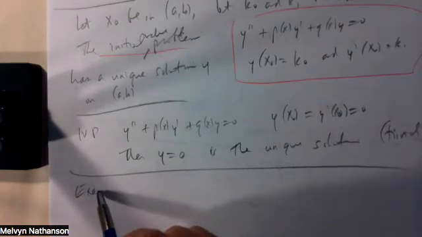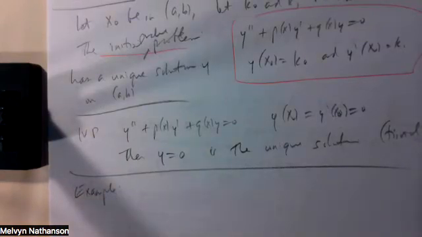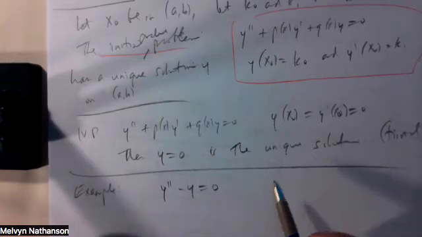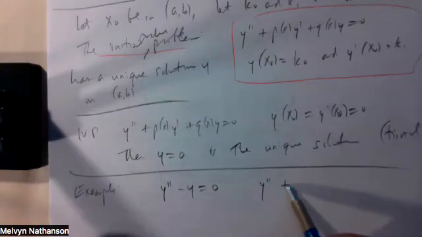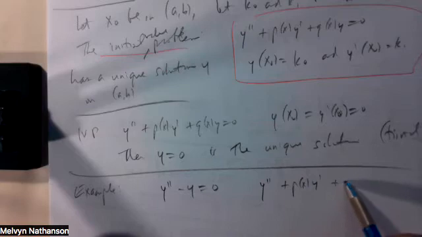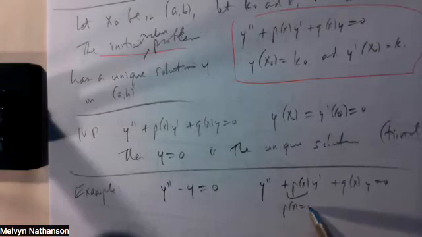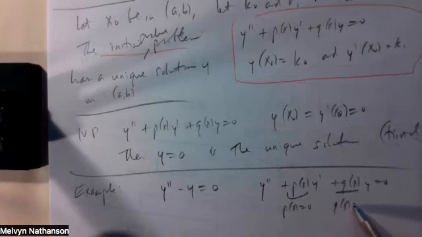So if any of you study physics, you'll know that these are fundamental equations in physics in many instances. So suppose we have this differential equation, y double prime minus y equals 0. This is of the form y double prime plus p of x y prime plus q of x y equals 0, where p of x is 0, because there's no y prime term there, and q of x is equal to minus 1.